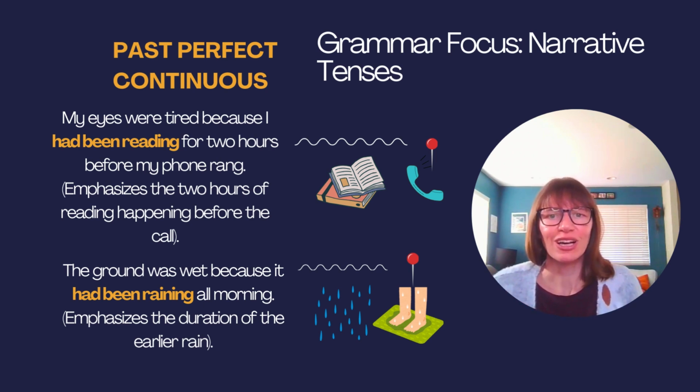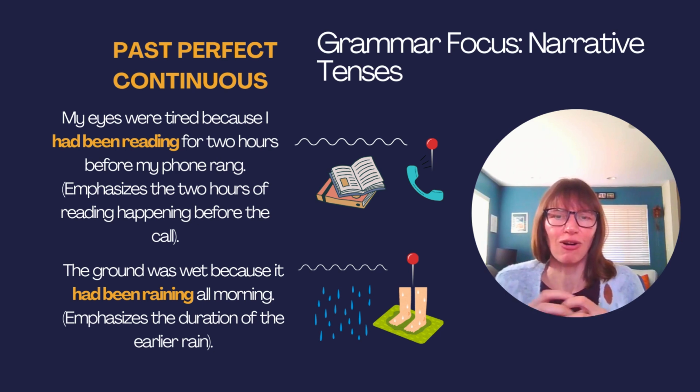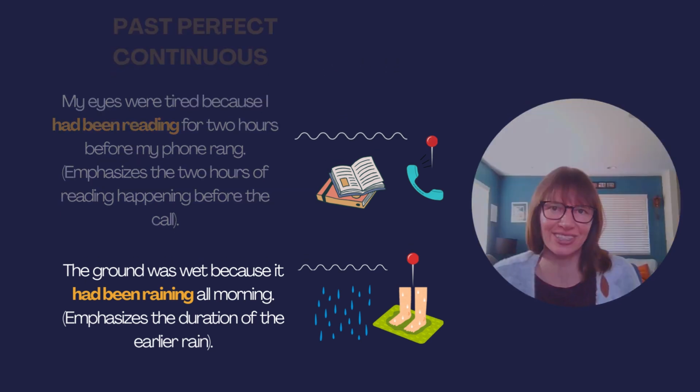Another example, the ground was wet because it had been raining all morning. So this really emphasizes the duration of the earlier rain. The ground was wet because of all the time that it had been raining in the morning. So we have the wavy line to indicate that we had been reading, or that it had been raining. So it emphasizes the duration of time. And then we have the point to emphasize the action that occurred.